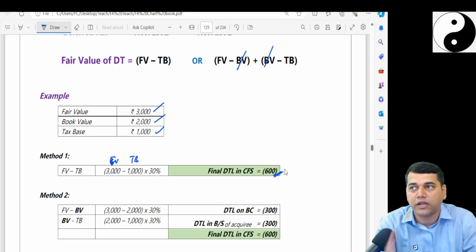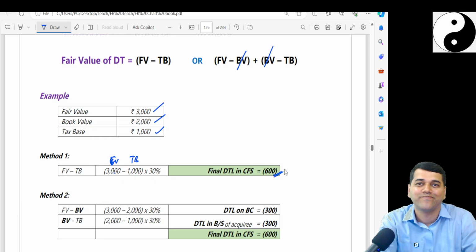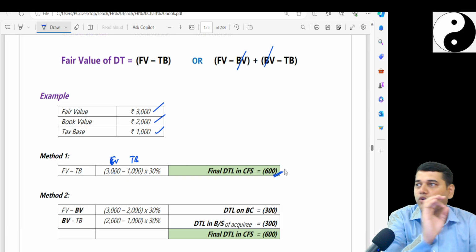So I need to pass one accounting entry. What is my accounting entry? Goodwill to deferred tax liability. Because anything coming extra will go and hit my goodwill only, no? So literally we'll say goodwill to deferred tax liability.